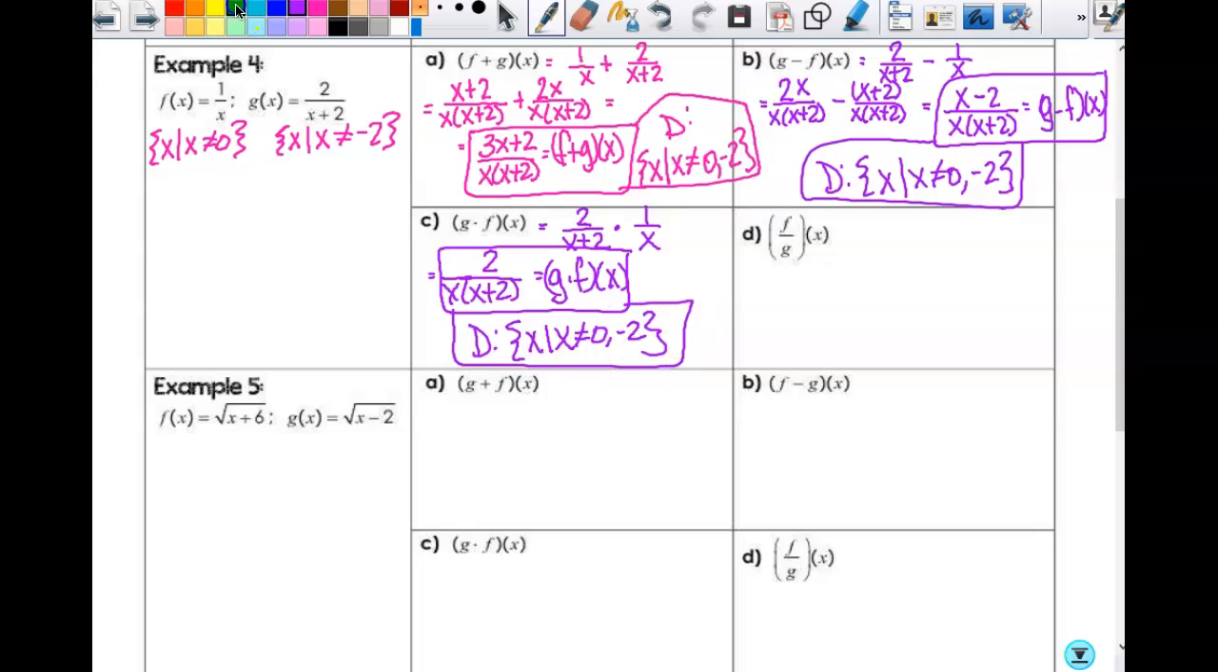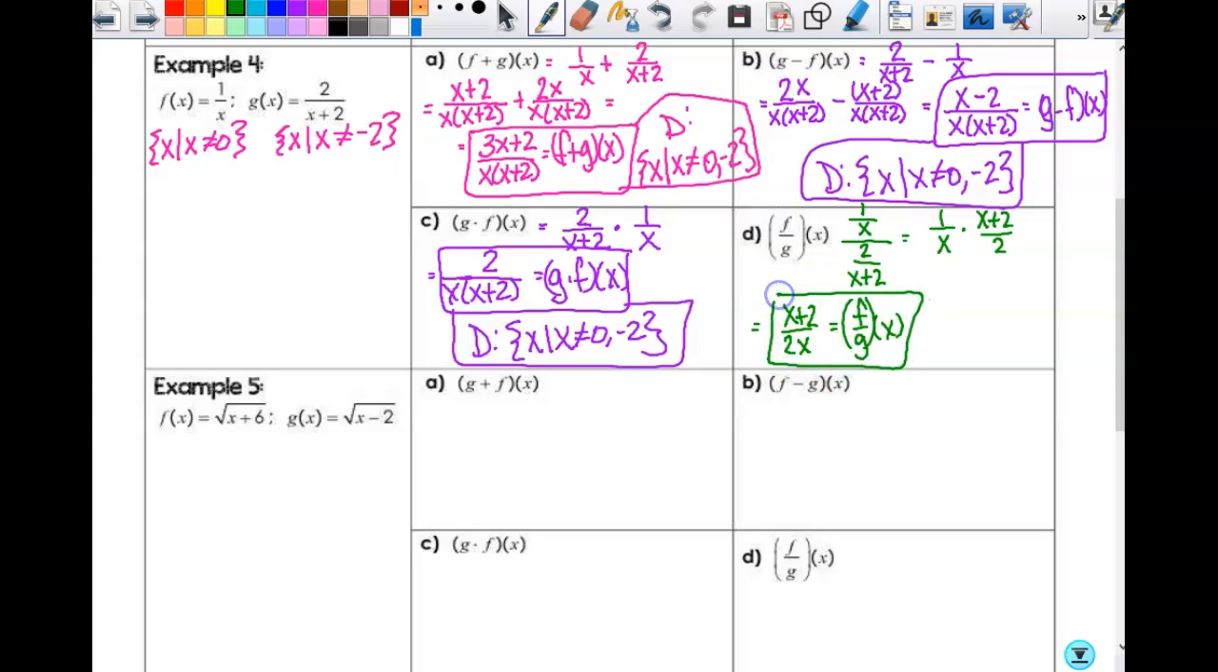All right, so then we look at D. It's f divided by g of x. So f is 1 over x divided by g, which is 2 over x plus 2. So you have a fraction and a fraction. It looks super yucky. Should you freak out? No, it is not that big of a deal. When you divide, you multiply by the reciprocal. This is what we end up with. So then that is going to give me x plus 2 over 2x. Can I reduce that at all? No. So that is equal to f over g of x.